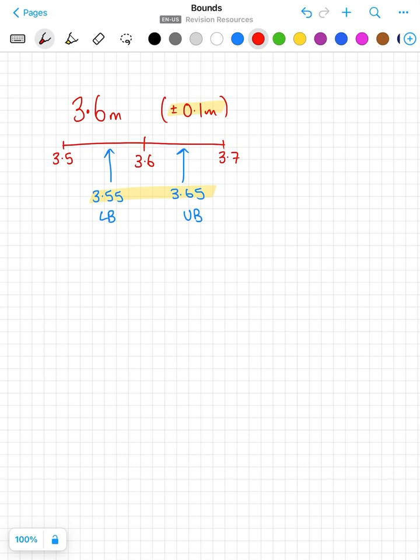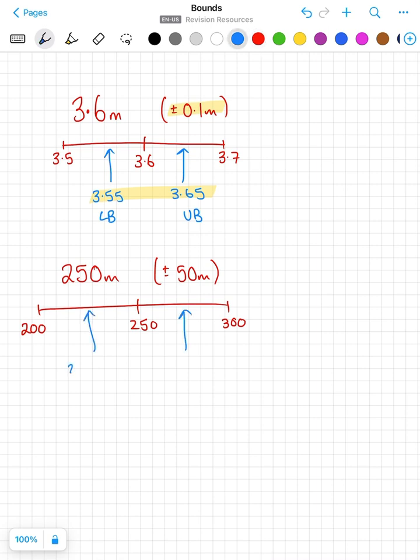Next, let's look at 250 metres rounded to the nearest 50 metres. So again, we'll use our scale method, 250 metres in the middle. Our next reading would be 300 metres, our previous 200 metres. To find our bounds, we go between, so that's 225 and 275. Again, we notice that our bounds have a difference of 50 metres, our lower bound and our upper bound.